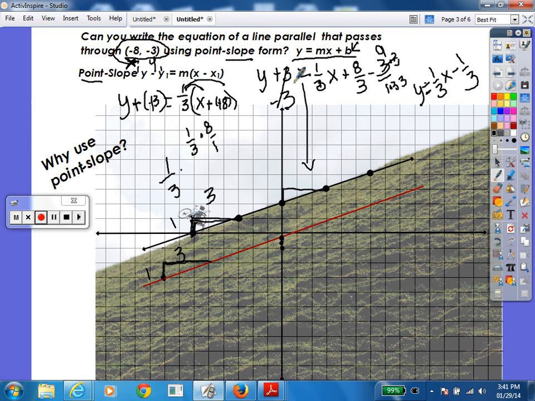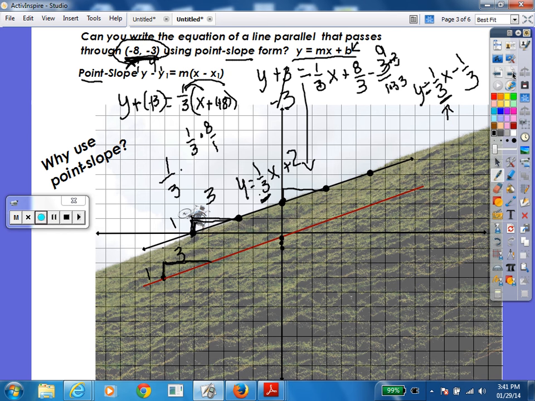So we have our old equation from the last problem, which was y equals 1/3 x plus 2, and we knew it was plus 2 exactly. So they have the same slope. Parallel slopes are the same, but they have different y-intercepts. Again, we used point slope because we had the slope and we had a point, and that helped us to write the equation of our line.